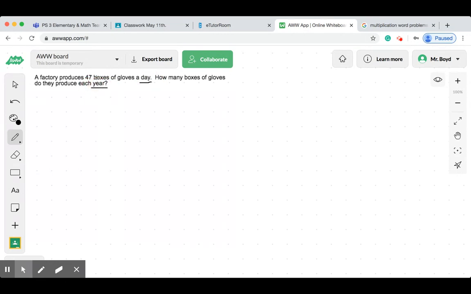So I'm talking about days and years. So I know they do 47 boxes a day, and I need to know how many they do in a year. So this is where that prior knowledge is going to come in. I have to recall that 1 year equals 365 days. And this is going to help me solve the problem, because if they do 47 boxes a day and there's 365 days in a year, I need to multiply 47 times 365 to find how many boxes they make per year. So I will set up my problem.